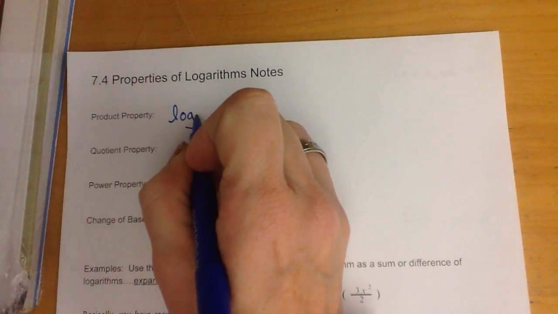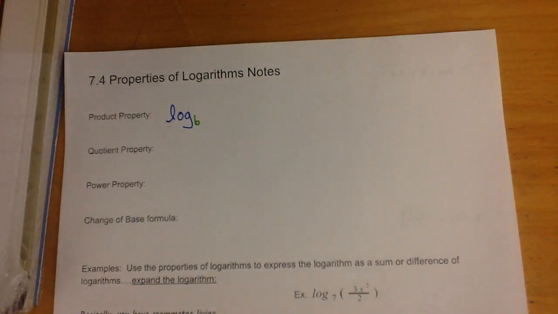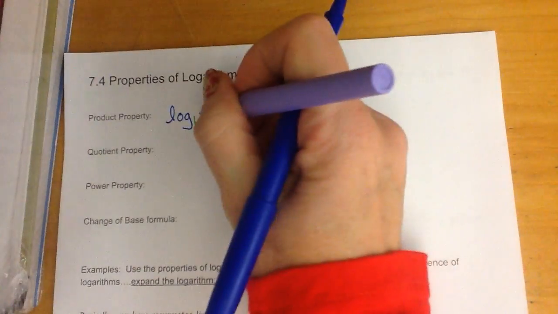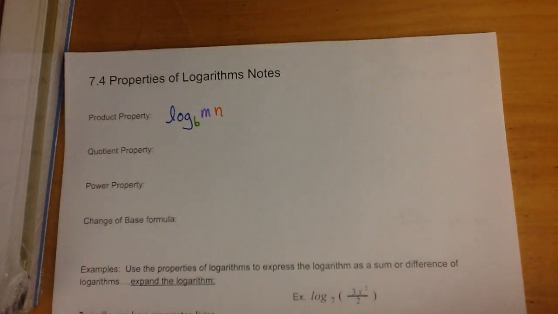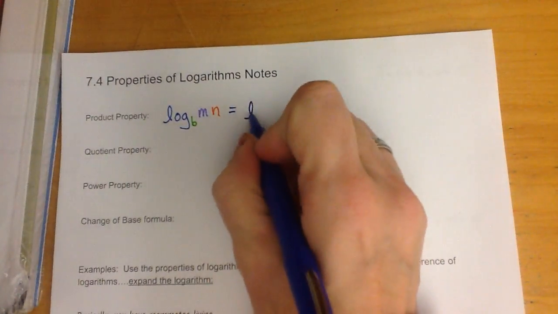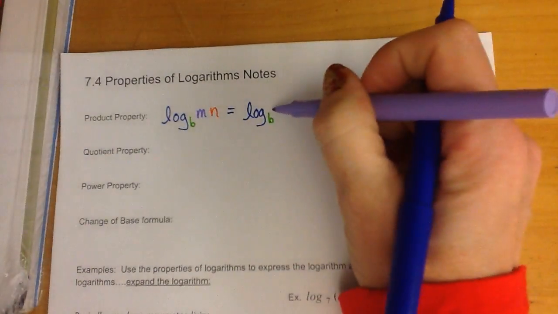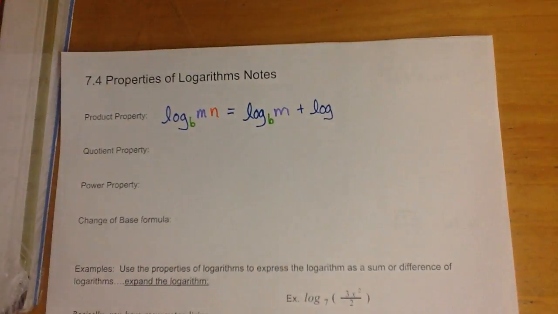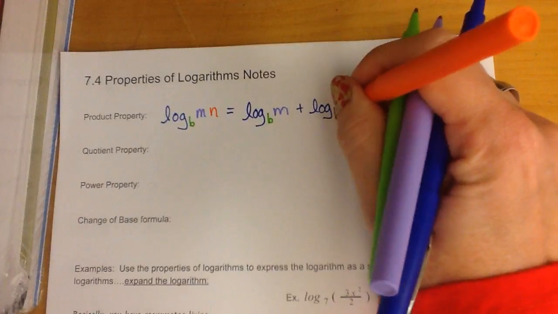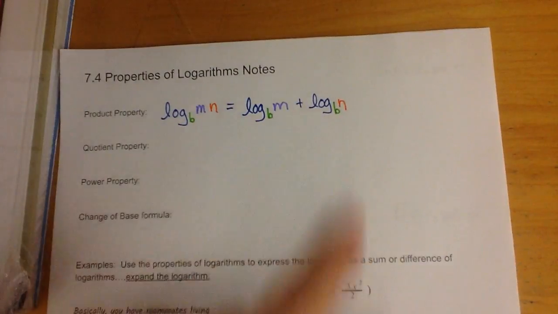And it says if you have a log with any base and you're taking that log of a product of m times n, then you can separate that into two separate logs that would also be base b, and it becomes an addition problem. So it would be log base b of m plus log base b of n. So the product of an argument becomes the sum of two separate logs.